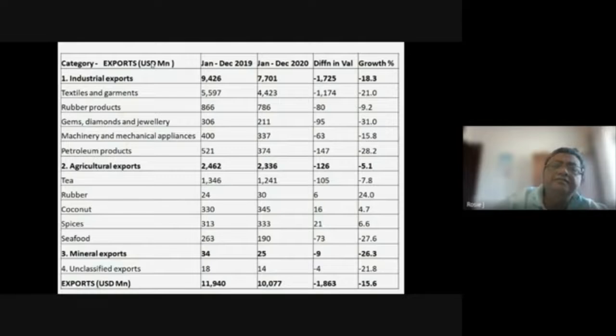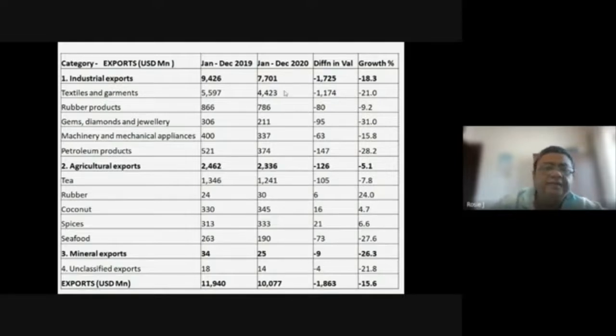We'll forget about 2019 now, we'll take 2020. January to December 2020, we categorize our exports into three or four categories. For example, industrial exports. What are industrial exports? Textiles and garments. We have done $4,423 million, which means it is $4 billion. Then we have done rubber products, 786 million, gems and so on. Altogether, the total industrial exports were 7,701 million, which is $7.7 billion.